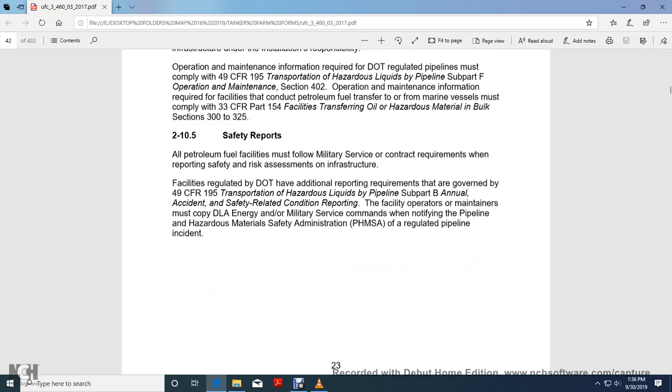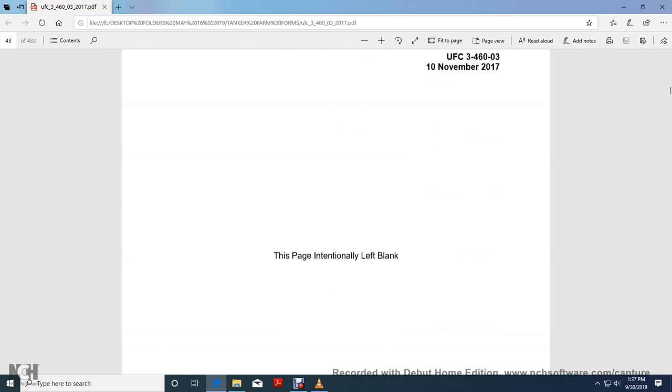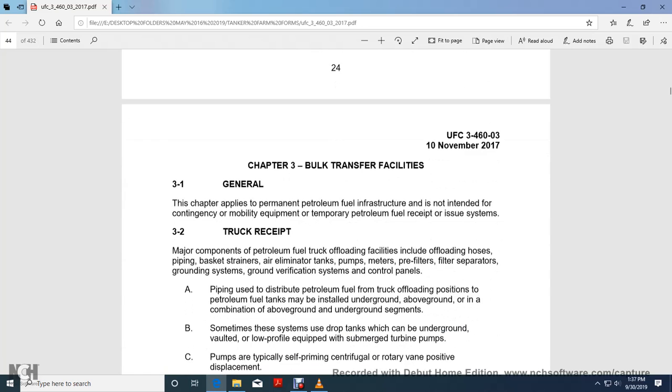2.10.5 Safety reports. All petroleum fuel facilities must file with the military service, per the contract requirements, reports on safety risk and assessment of infrastructure. Facilities regulated with additional reporting requirements are governed by Title 49 CFR 195, Transportation of Hazardous Liquids by Pipeline, Subpart B, annual accident and safety-related condition reporting. The facility operators and maintainers must copy the DLA Energy or military service command when notifying the Pipeline and Hazardous Materials Safety Administration of a regulated pipeline incident. Chapter 3, Bulk Transfer Facilities.